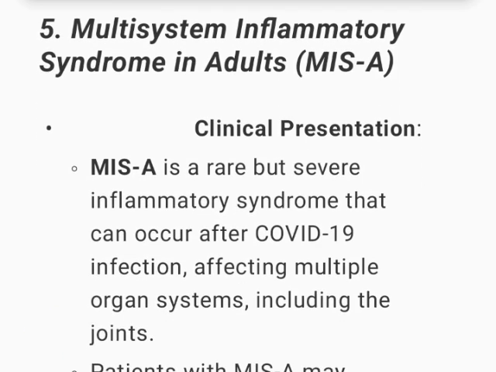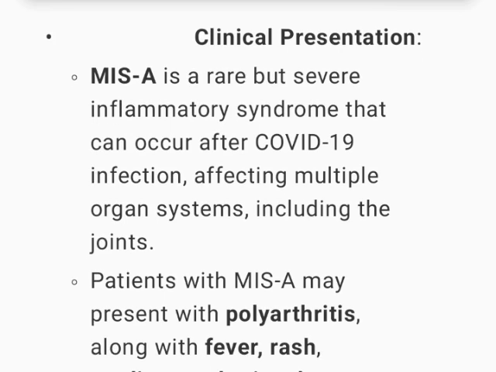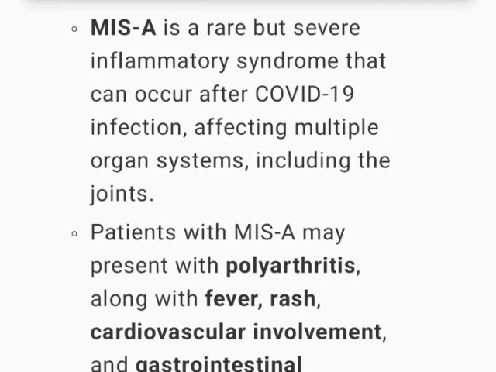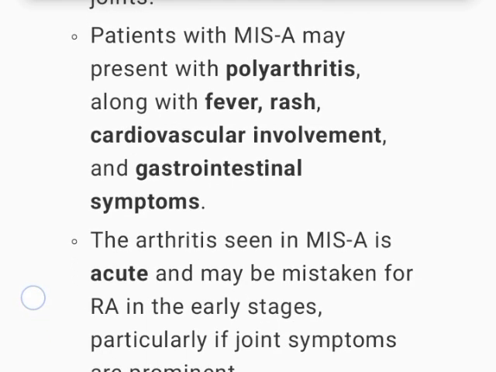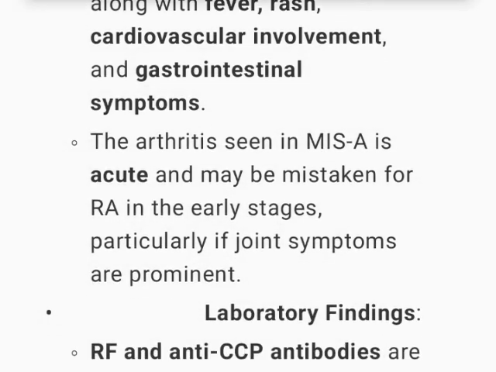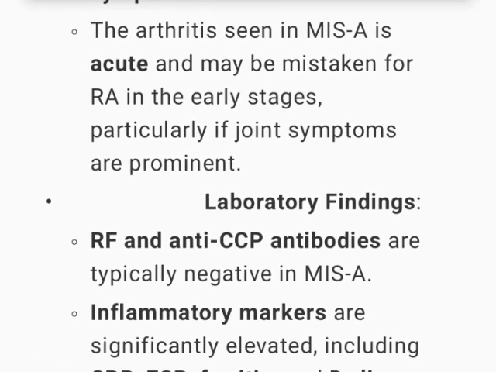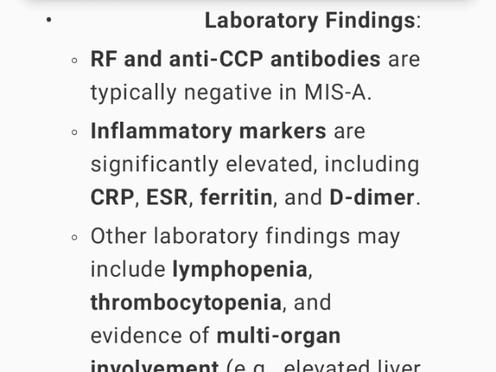5. Multisystem inflammatory syndrome in adults, MIS-A. Clinical presentation. MIS-A is a rare but severe inflammatory syndrome that can occur after COVID-19 infection, affecting multiple organ systems, including the joints. Patients with MIS-A may present with polyarthritis, along with fever, rash, cardiovascular involvement, and gastrointestinal symptoms. The arthritis seen in MIS-A is acute and may be mistaken for RA in the early stages, particularly if joint symptoms are prominent. Laboratory findings.